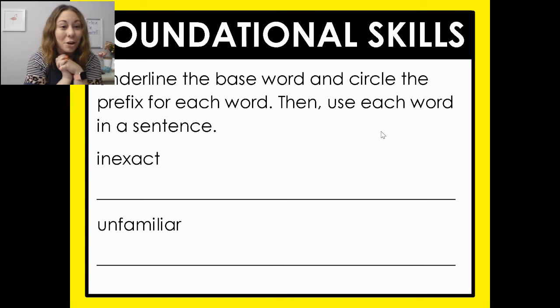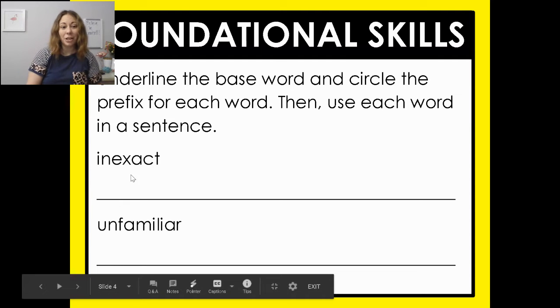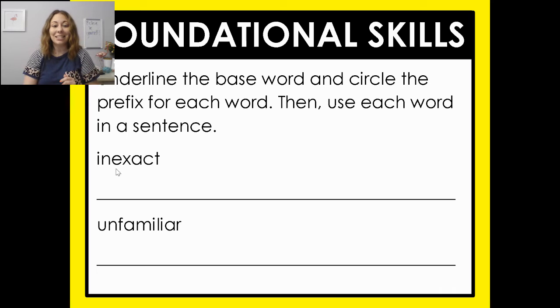For your foundational skills lesson, which you will be completing on your own, you need to underline the base word and circle the prefix for each word. Then use each of the words in a sentence. I've given you two words: inexact and unfamiliar. Use the word inexact in a sentence. If it's inexact, that means it's not exact. And unfamiliar means that you're not familiar, so use the word unfamiliar in a sentence as well.